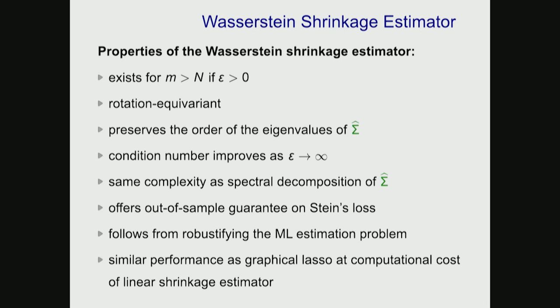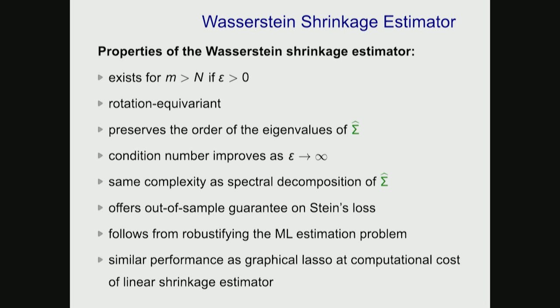So if the radius of the Wasserstein ball grows to infinity, the condition number of the X star will converge to 1. The complexity of computing the estimator is very low. It's the same as computing the spectral decomposition of the sample covariance matrix. And we can also come up with out-of-sample guarantees on Stein's loss. That's a loss function for precision matrices. So all of these nice properties were not imposed up front. We didn't dictate them, but they just emerged naturally from our robustified, distributionally robust maximum likelihood estimation problem.